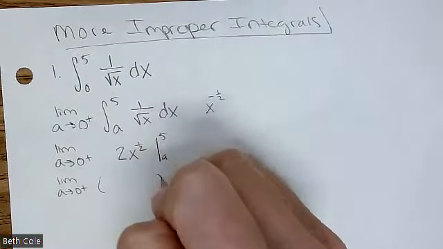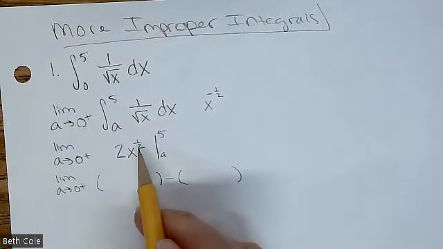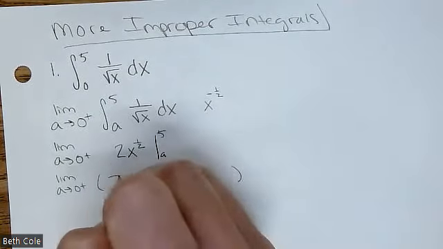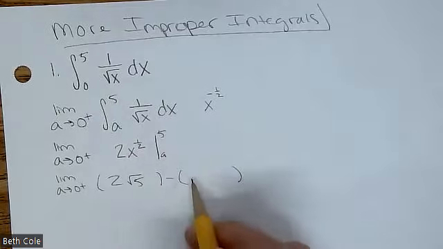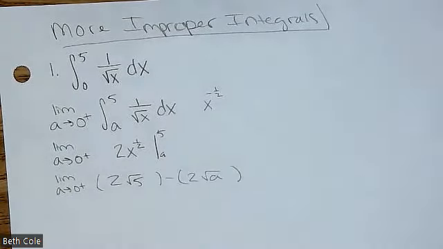Good, put your parentheses, upper minus lower. So if you plug in 5 to the 1/2, I would write that as a square root of 5. So 2 square root of 5 minus, and then you're just plugging in A, so 2 square root of A. And then what's your last step, like the thing to finish it all off?